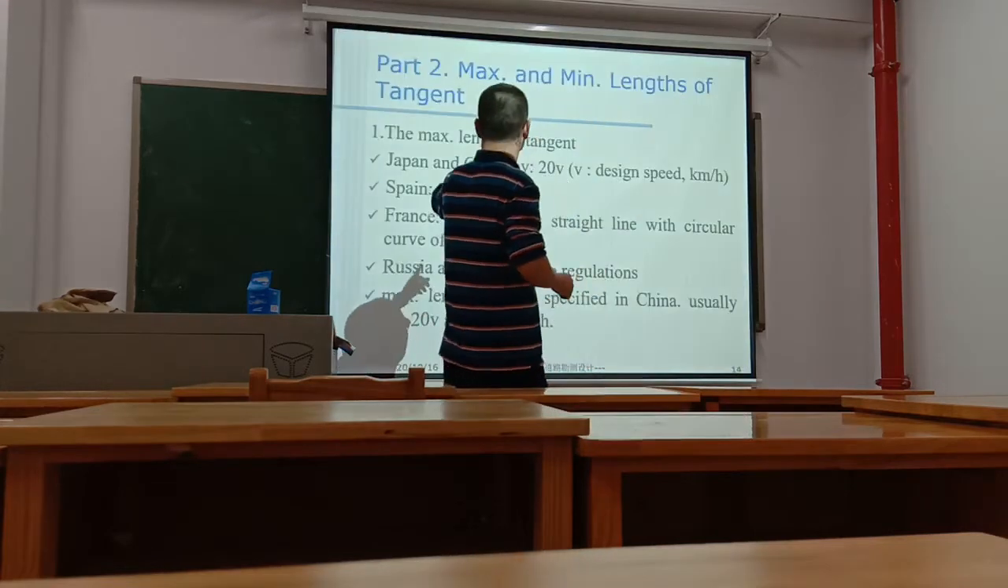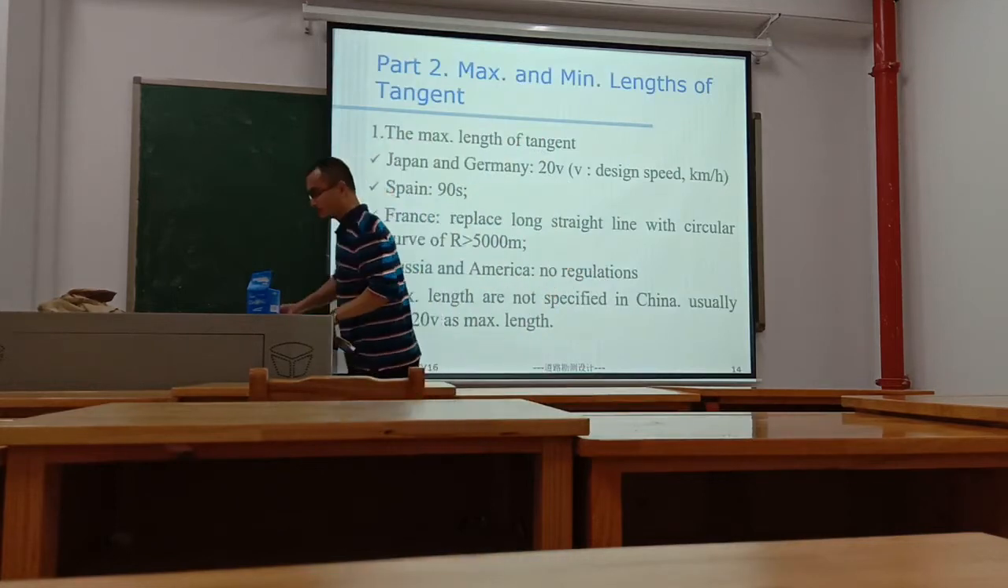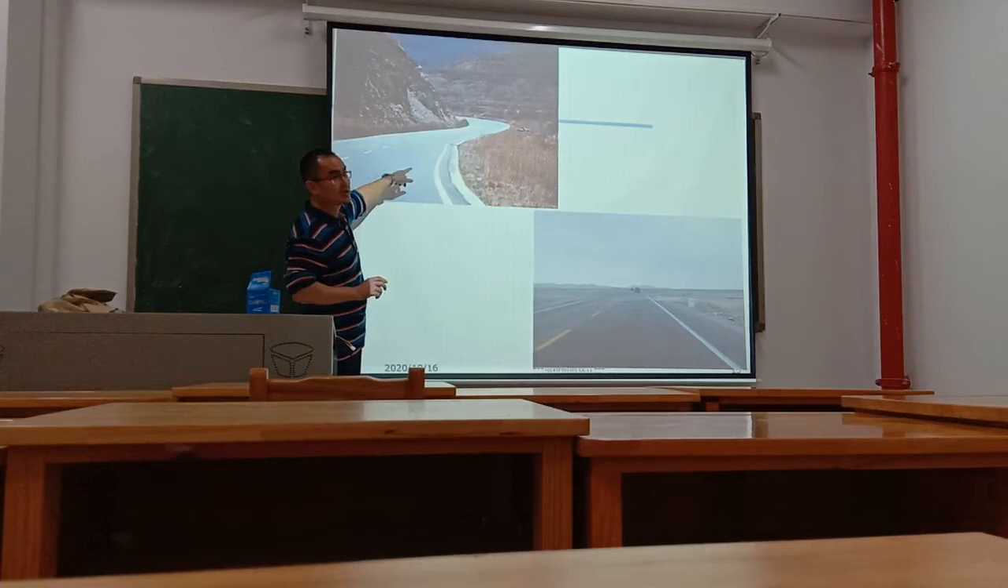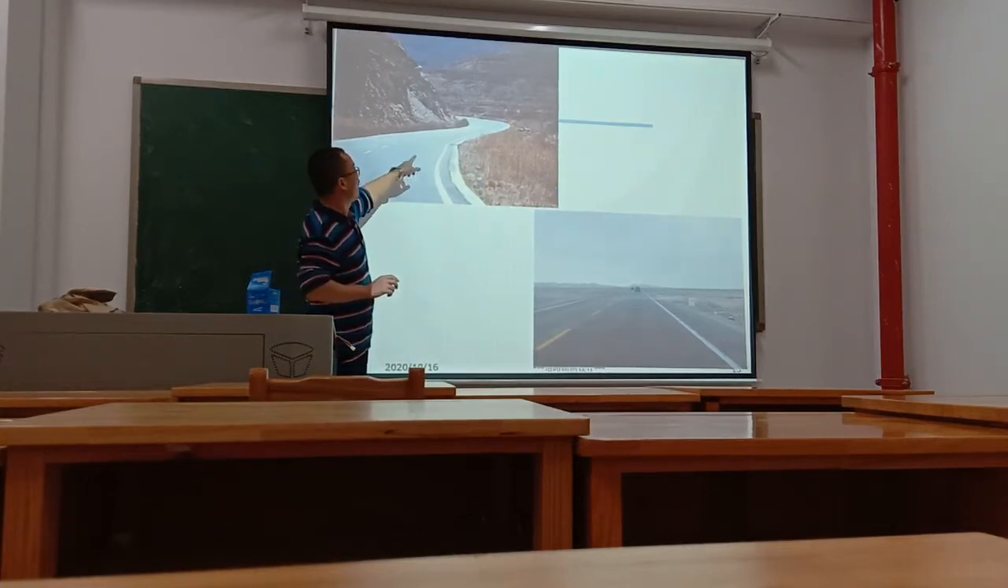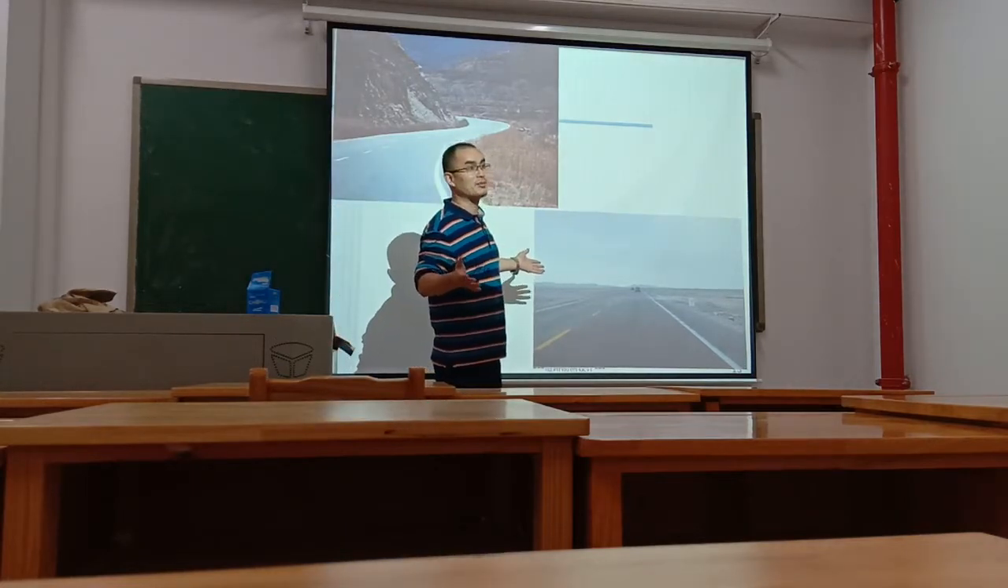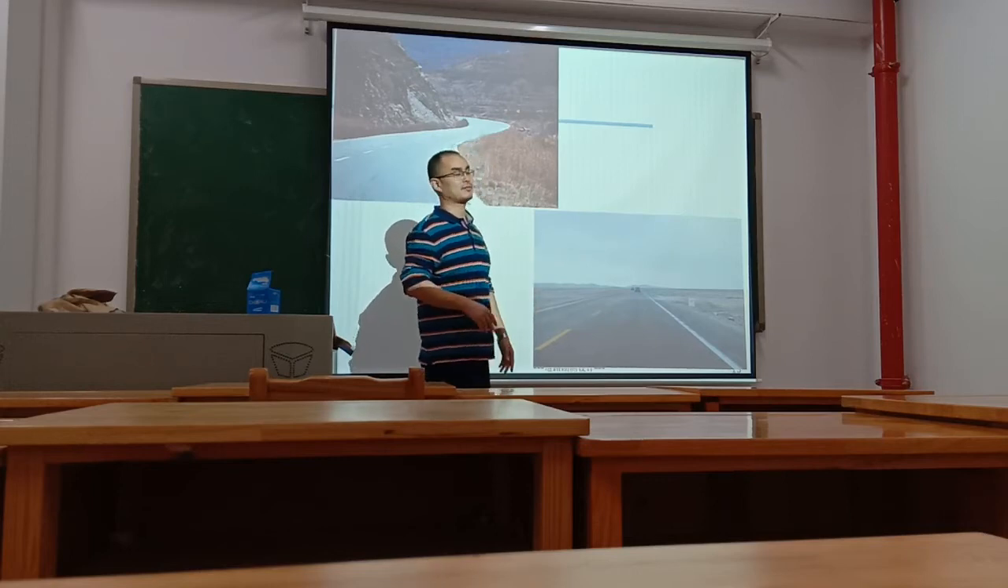And a curve is a curvature. This is a curve. Circular curve and transition curve. This terrain is mountain. This terrain is plain.